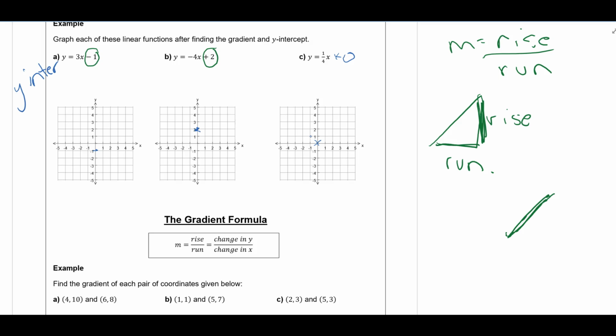We get the second from the gradient, and we say that 3 is 3 on 1, which means rise 3, run 1, because gradients rise on run. Now, rise where, run where? From the point you already had. So I go up 3, 1, 2, 3, and across 1. And there's my second point, and I join them, and you would use a ruler, and I have a straight line.